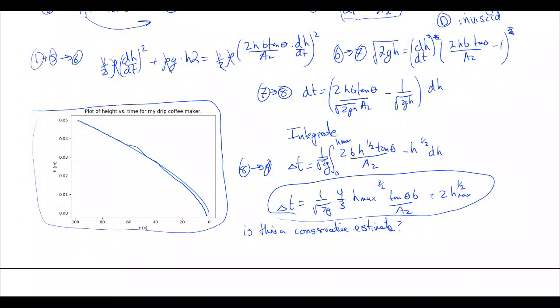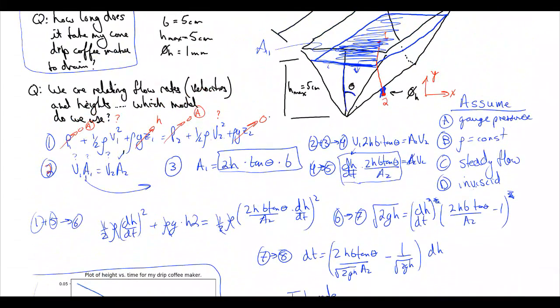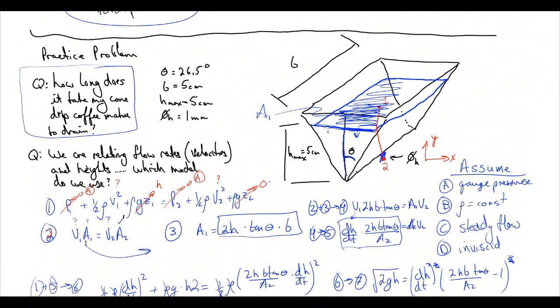All right, pause the video, debate it with your friends, debate it with yourself. That could get fun. Come back. Okay. I would say yes, this is a conservative estimate, because this will predict that the fluid will drain faster than it actually will, because in reality there's going to be all kinds of coffee grounds in here. There's a paper filter that the water has to pass through before it passes through the hole, and all of those are going to add viscous losses to our system. They're going to slow down our fluid.